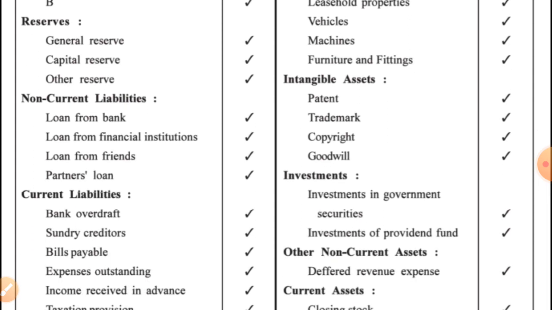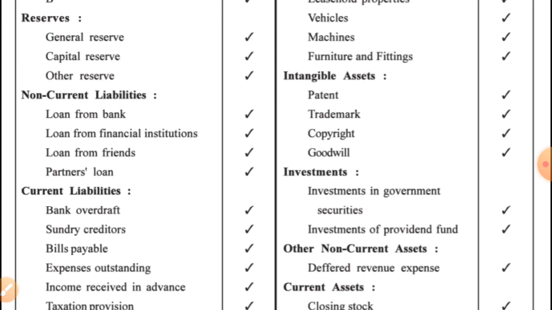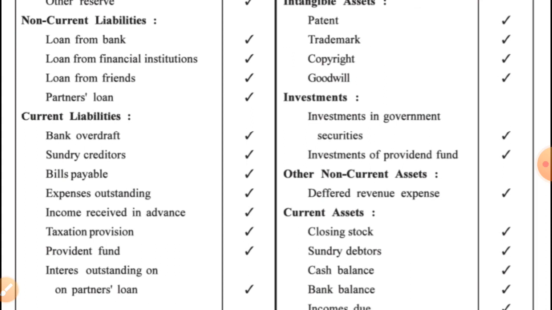Then second comes investment, any kind of investment made by the firm in government securities or in provident fund, which will be recorded on the asset side of the balance sheet. The first is fixed assets, the second is investment, the third is non-current assets, and the fourth is current assets.